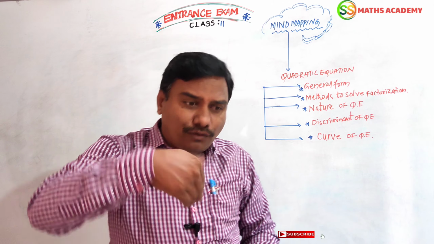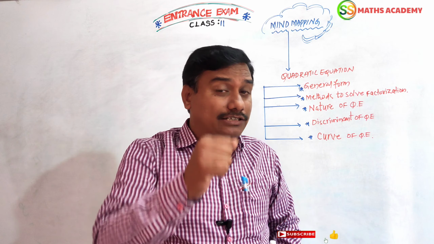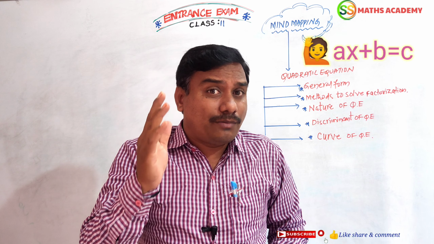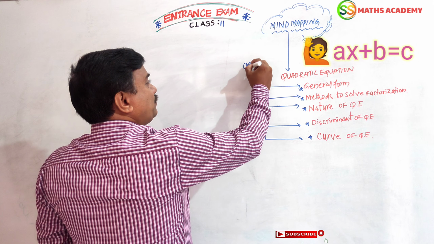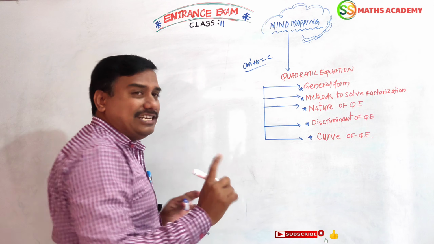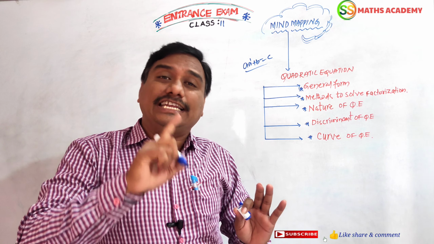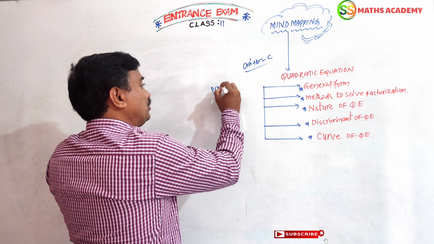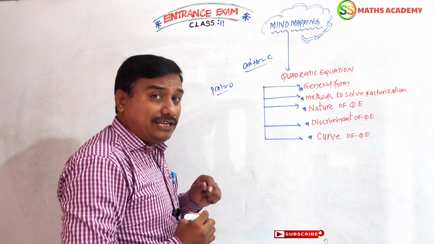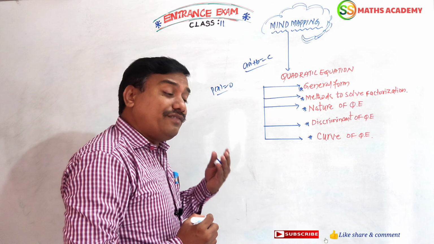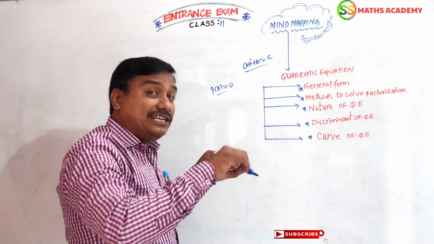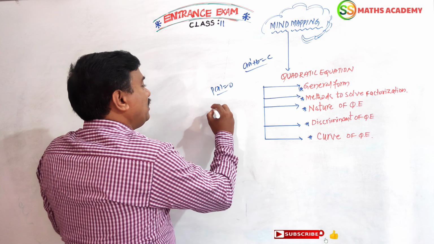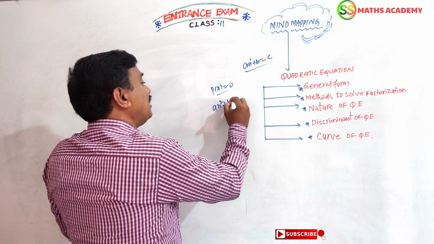What is a quadratic equation? Before that I want to tell you what a linear equation is. Tell me, children. The general form of a linear equation in one variable will be ax plus b equals c. Here the degree is 1, then it is called the general form of a linear equation. Denoted by p of x equals 0. If an equation can be described by p of x equals 0, where the polynomial has degree 2, such a polynomial is called the general form of a quadratic equation.